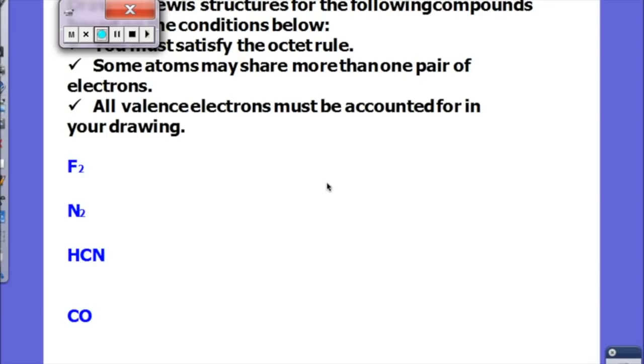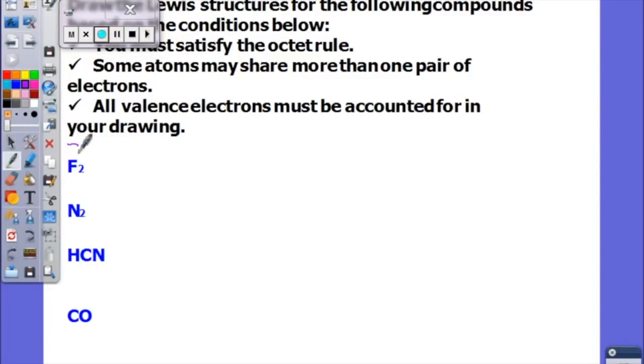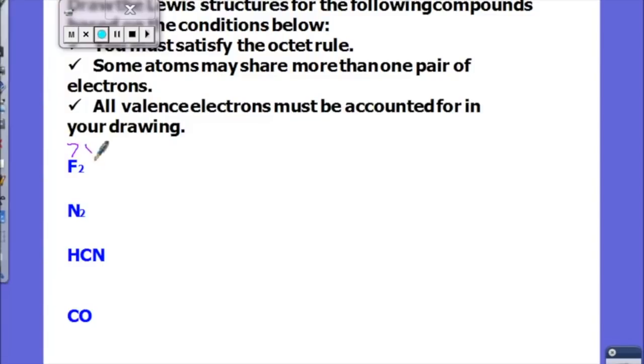I'm going to briefly show you how to draw the Lewis structure for F2. If we follow the steps, the first step to draw a Lewis structure is to write the total number of valence electrons. Fluorine is in group 7A. It has 7 valence electrons. There are 2 of them, times 2 gives you a total of 14.